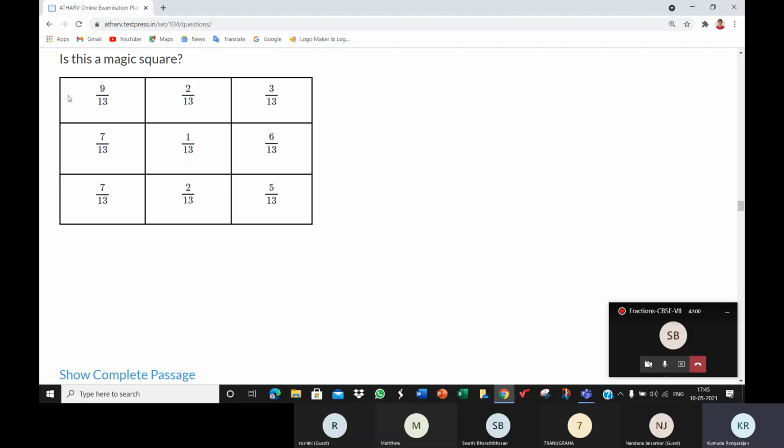Okay, so we need to add. The numbers along this diagonal are 9 by 13, 1 by 13 and 5 by 13, and their sum is 15 by 13. That also is different. It's not 14 by 13, it's different. If one value is different, it is not a magic square, that's all. Even if one value is different, it's not a magic square.